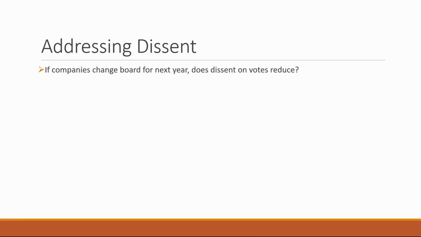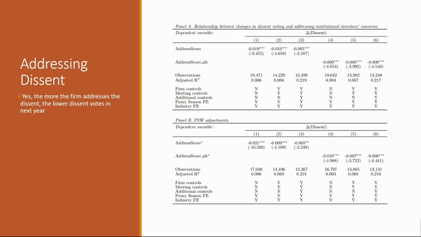Okay, so if the companies have done this, does that mean that the dissent, voting no, goes down when they make this change? Is this response of the company actually satisfying the unhappy institutional investors who voted no and gave a rationale saying this is why we voted no? So how responsive is this? And the answer here is yes. If they addressed it, and the address score is a measurement of how much they addressed that rationale, the more they address it, the lower our dissent is next time.